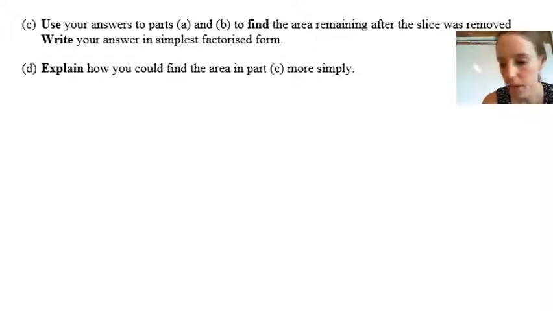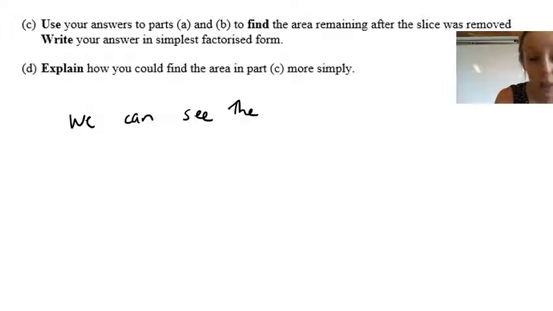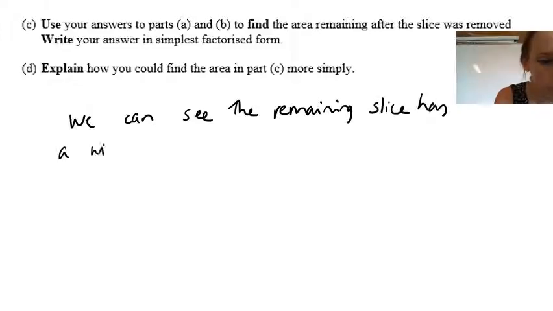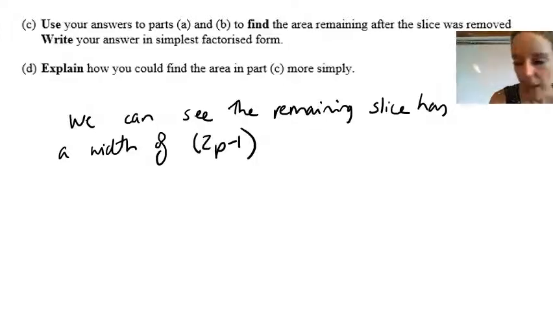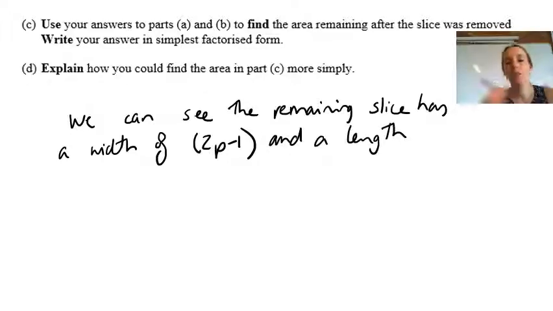Okay, so after you've done all that, D says explain how you could find the area in part C more simply. Okay, so I'm just going to write my worded answer here. So we can see from our drawing, which you should still have on your page, the remaining slice has a width of 2p take 1, because it was the whole width of the tray, and its whole length was going to be 3p plus 2, but remember we've cut a slice out, so it's still going to be 3p plus 2, but we have to take off that little bit that we cut off for the brownie.